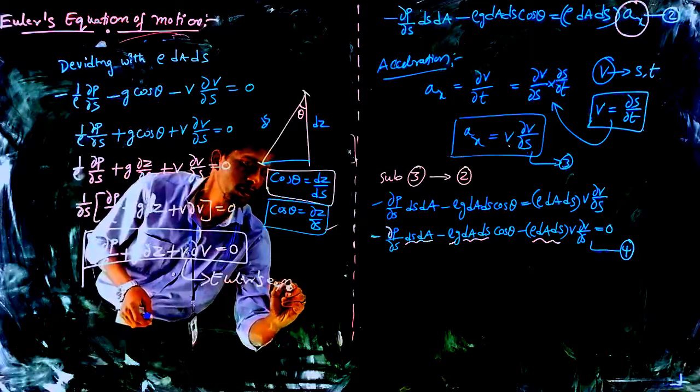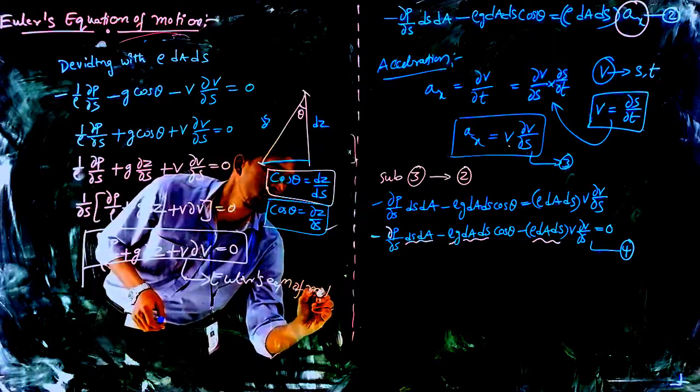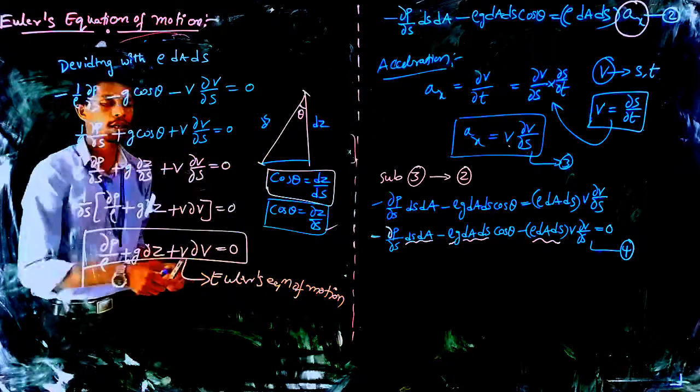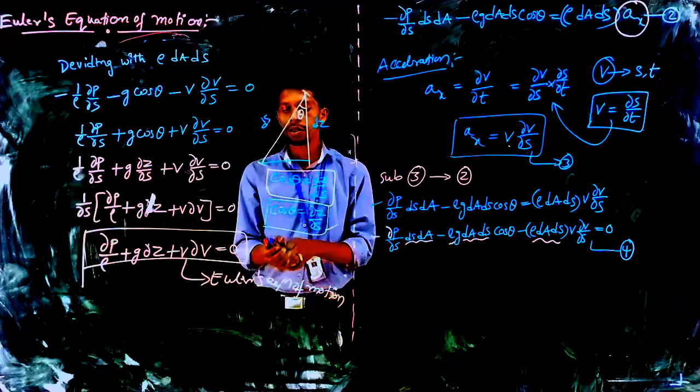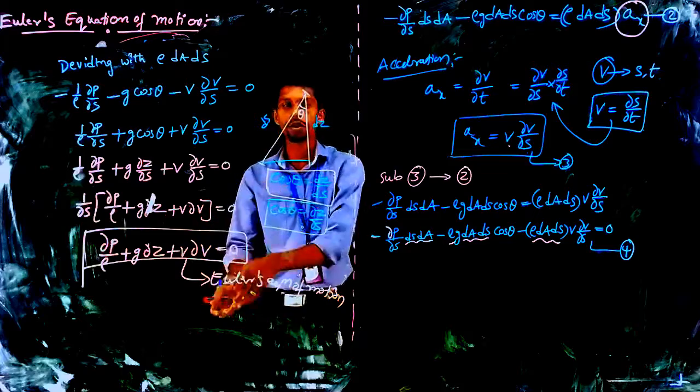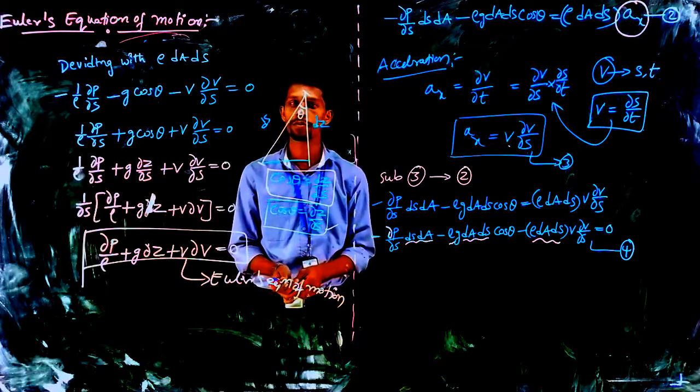So this equation represents Euler's equation of motion, right? So this is Euler's equation of motion. From this equation we will get the Bernoulli's equation, right?